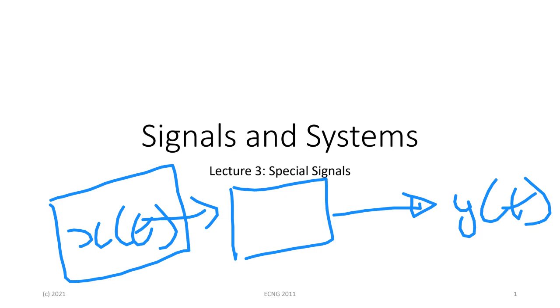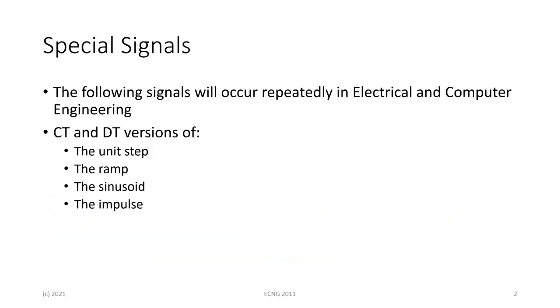So is there an alternative? Instead of having to put every possible signal into our system, is there some other way we can test it without doing that? And this is where these special signals come in. Luckily for us, they occur repeatedly. And by testing systems using these particular signals, you get enough information on the performance of the system to know how it will actually perform in the real world. So it saves you a lot of time.